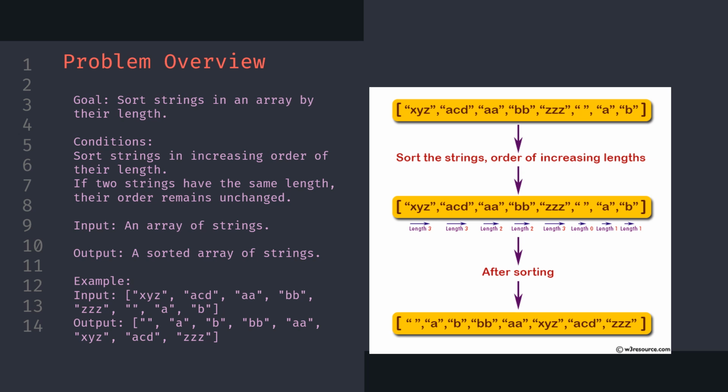For example, in the input XYZ, ACD, and AA, the output is sorted primarily by string lengths.